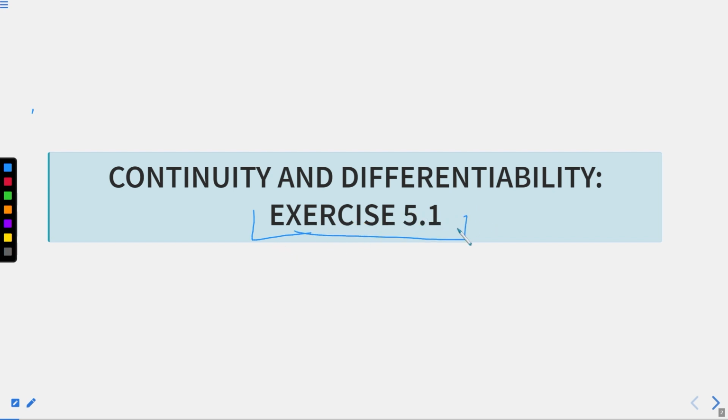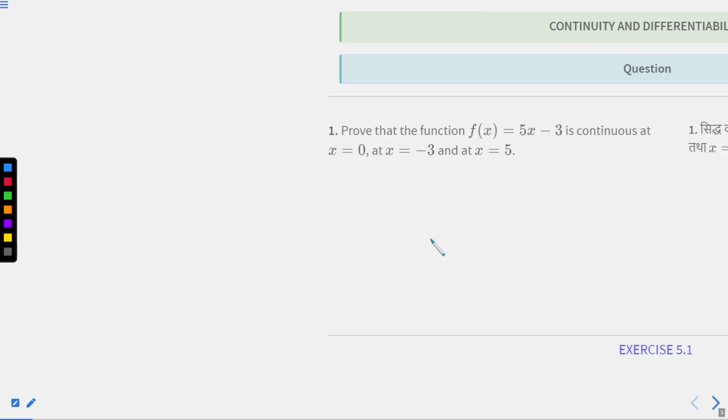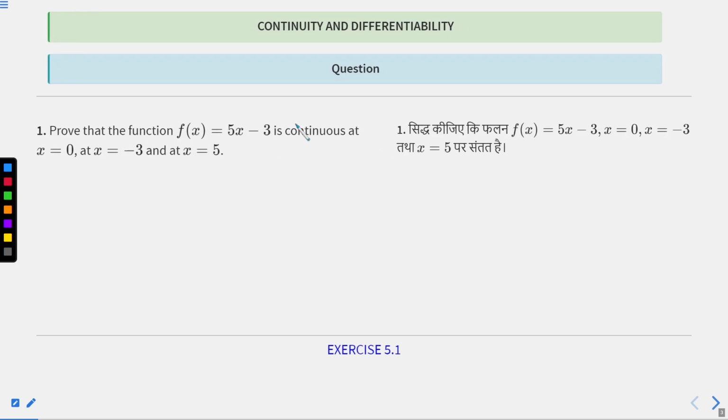Okay. So, let's jump to our first question. We have to prove that this function is continuous at 0, at -3, and at 5. Let's see. Limit x tends to 0, f of x will be what? This will be f(x) = 5x - 3, which means minus 3. And this is the same as f(0) = 5 × 0 - 3, which is f of 0. So it is continuous at 0.